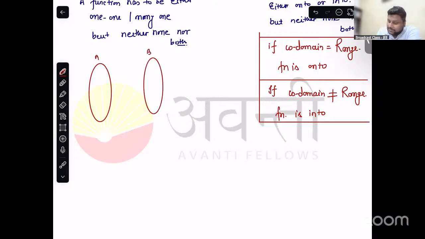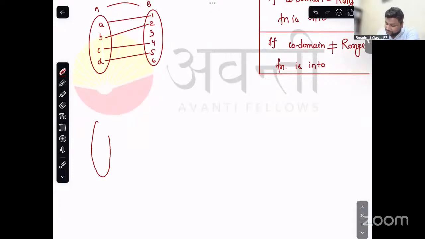This is A, this is B. It is A, B, C, D. It is 1, 2, 3, 4, 5, 6. A going to 1, B going to 2, C going to 4, D going to 5. Now there is another mapping.